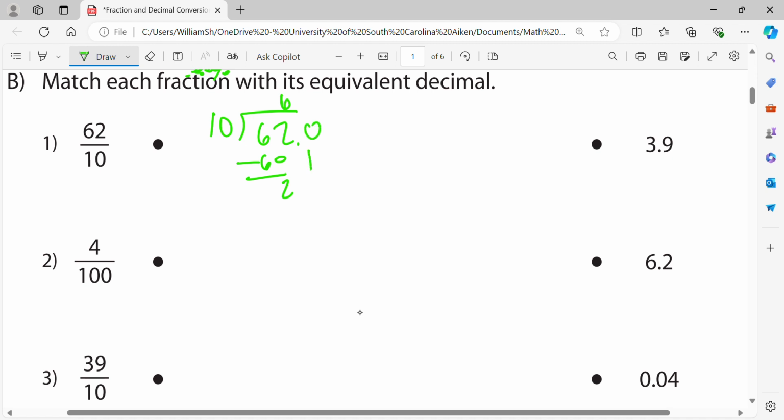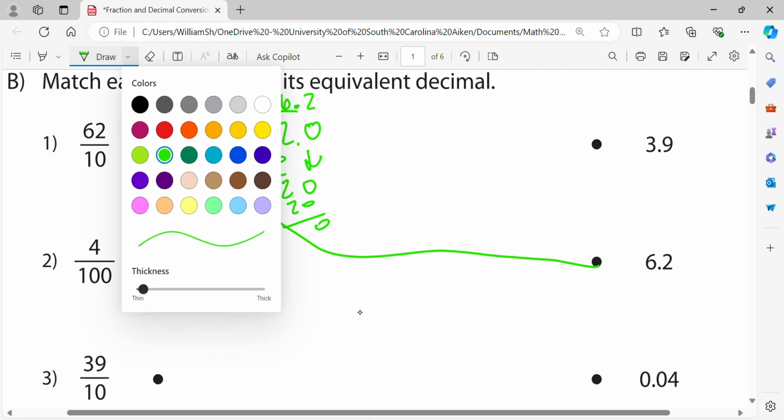Gives you a remainder of 2, but remember we don't want remainders, so we have to add a decimal 0 and bring the 0 down. 10 will go into 20 2 times, but we have to keep that decimal in that location till it zeroes out, and we're looking at 6.2. Boom, there we go.